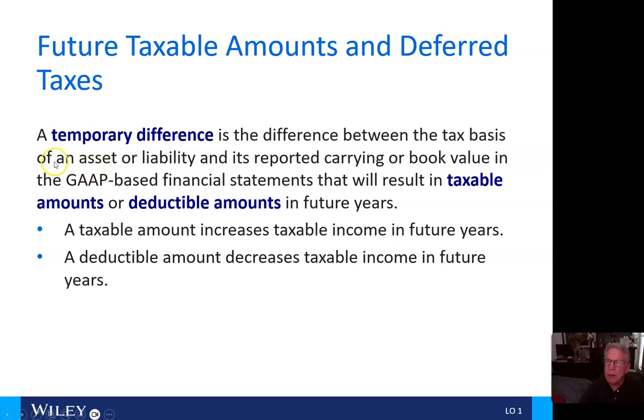A temporary difference is the difference between the tax basis of an asset or liability and its reported carrying or book value in the GAAP-based financial statements that will result in taxable amounts or deductible amounts in future years. So, a taxable amount is going to increase taxable income in future years, and a deductible amount will decrease taxable income in future years.